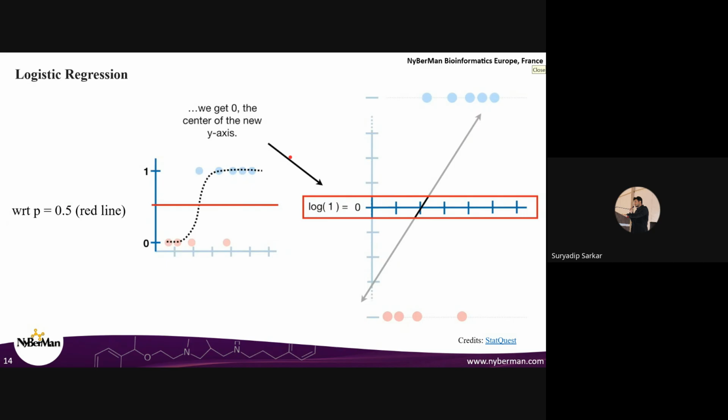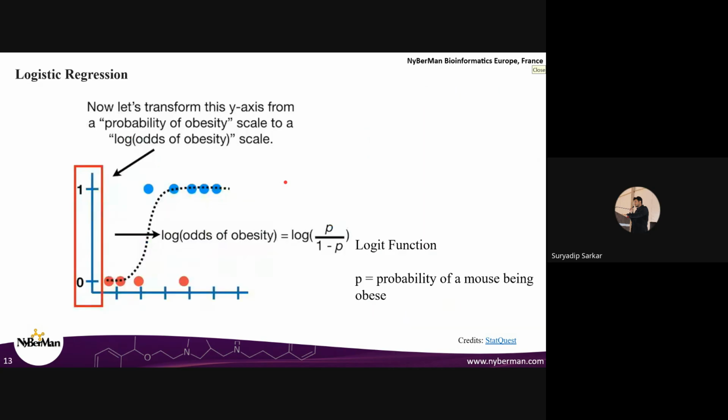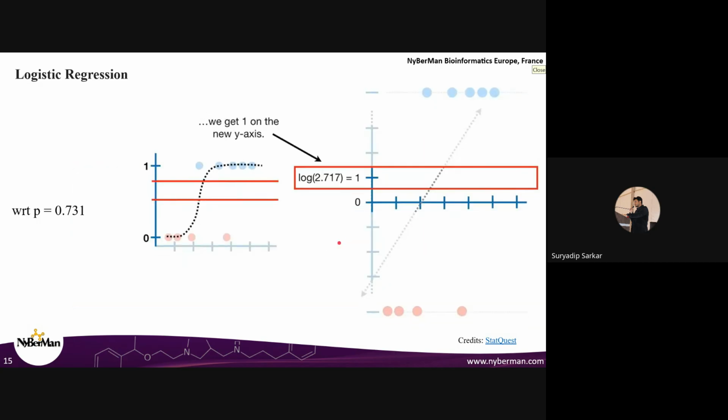For example, if we put p equal to 0.731, which is this red line, and plug it into this formula, what I will end up with is log of 2.717, which is equal to 1. So a probability of 0.731 maps to 1 on this particular log odds scale.